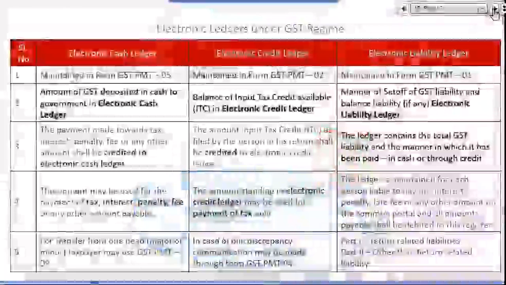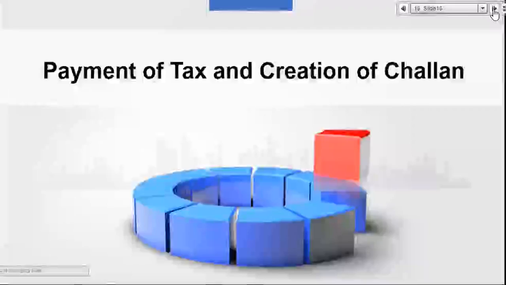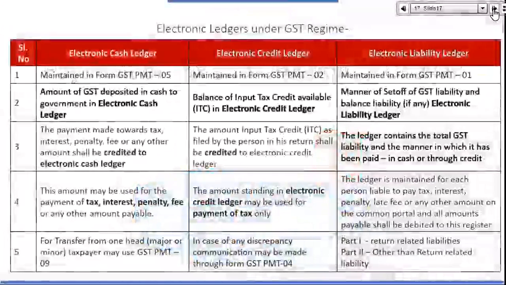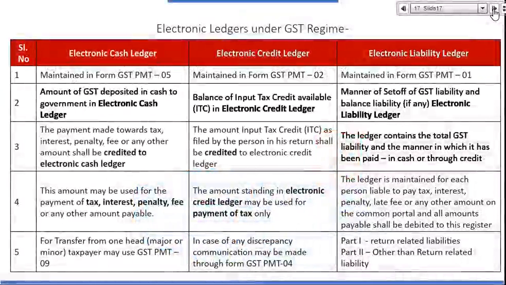Now we'll move, friends, to creation of challan. Before we move on to creation of challan, I'll answer all the queries. Give me some time. Before I move to creation of challan, let us understand the ledgers. There are three ledgers in the GST portal or GST system. One is electronic cash ledger, second is electronic credit ledger, third is electronic liability ledger.